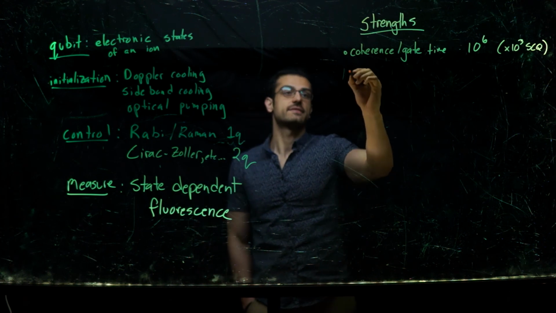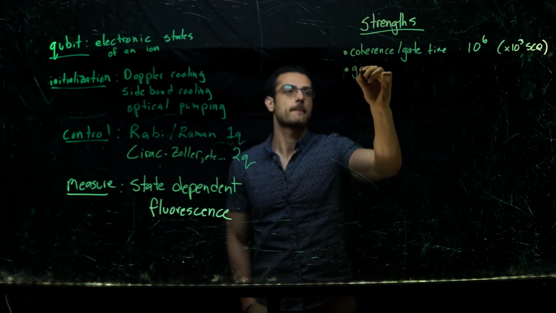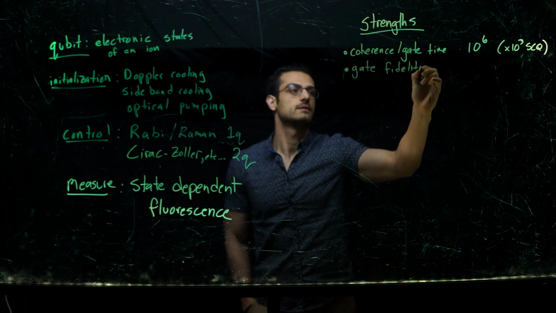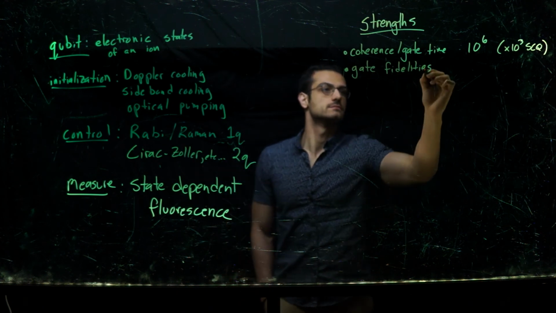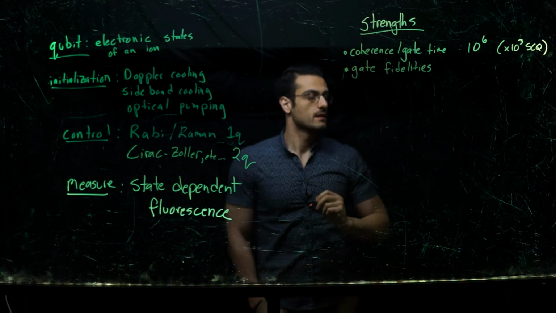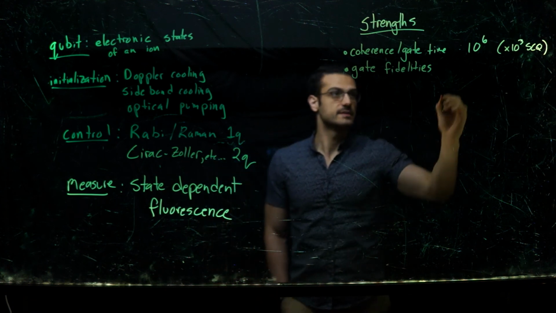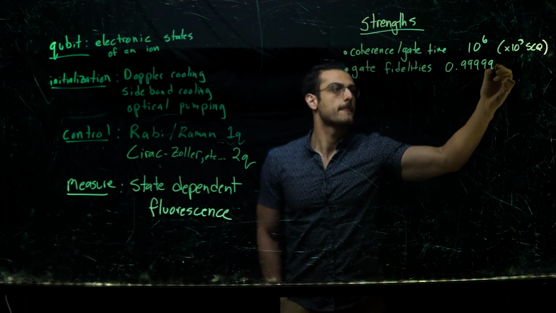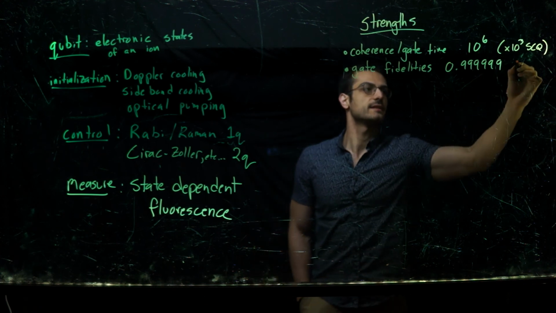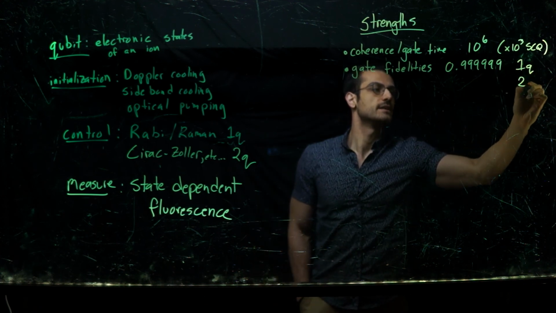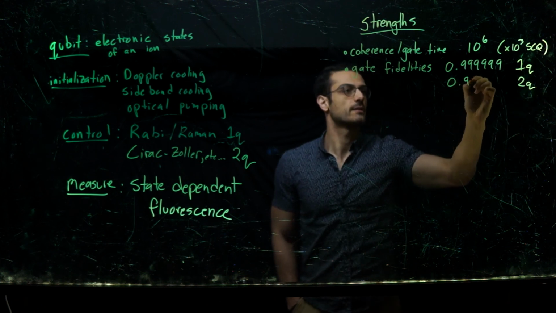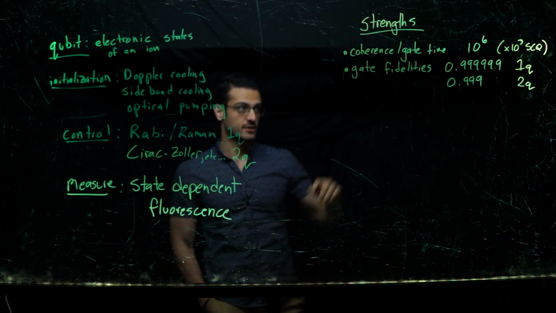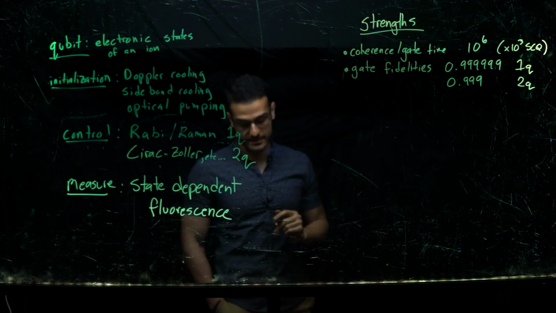The other one is the gate fidelities. Single qubit gates have been done up to 0.999 fidelity. And 2-qubit gates have been done with 0.999 fidelity. There's also a table in the lecture notes outlining the fidelity of different gates that have been done.